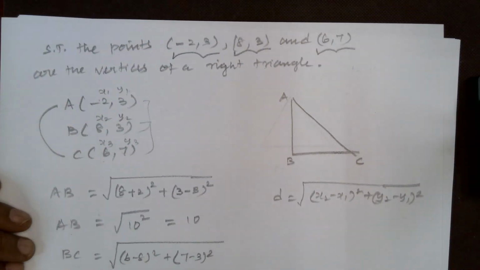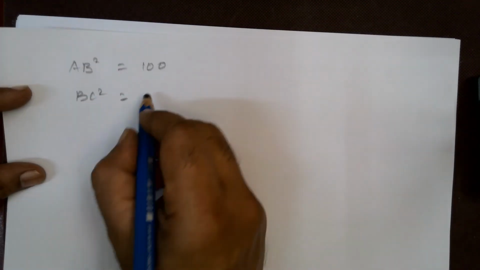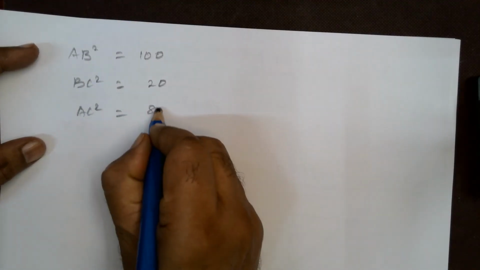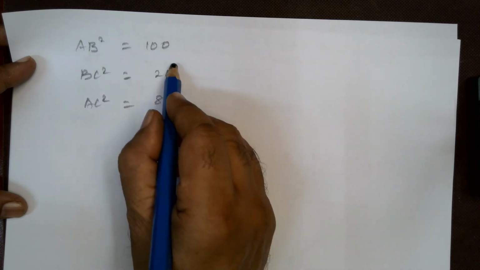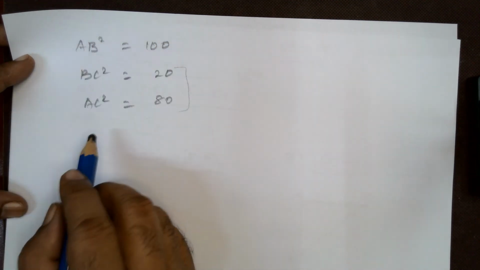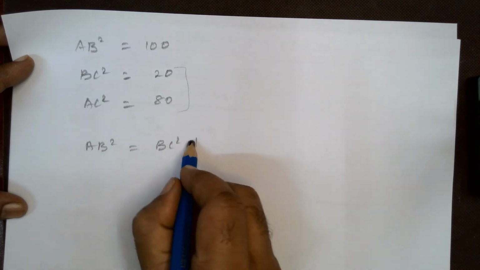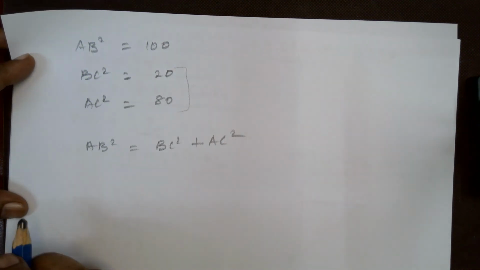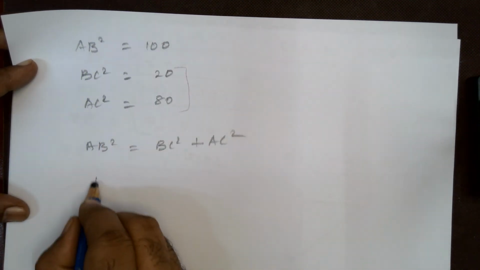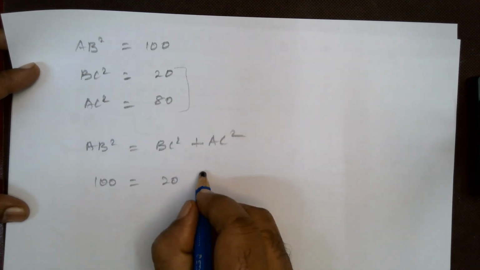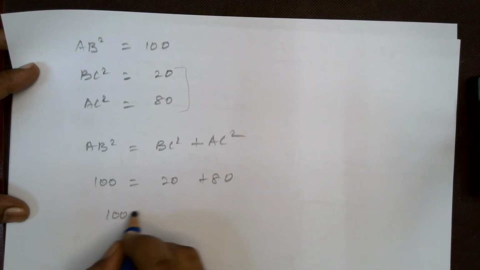Then what is BC squared? BC is square root of 20. Square root of 20 into square root of 20, 20. And AC squared, how much? AC squared means square root of 80 into square root of 80, that is 80. Okay, so it means AB squared is equal to BC squared plus AC squared. Are you able to follow? So what is AB squared? 100. What is BC squared? That is 20. And what is AC squared? 80. So 100 is equal to 100.